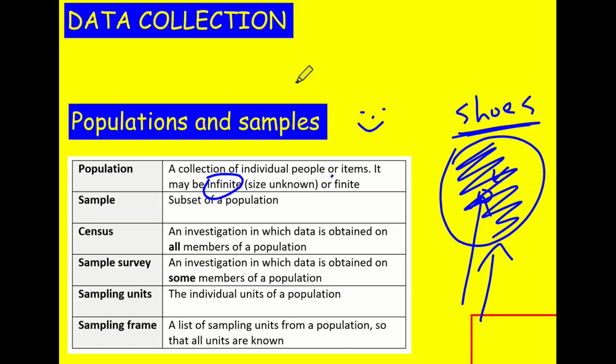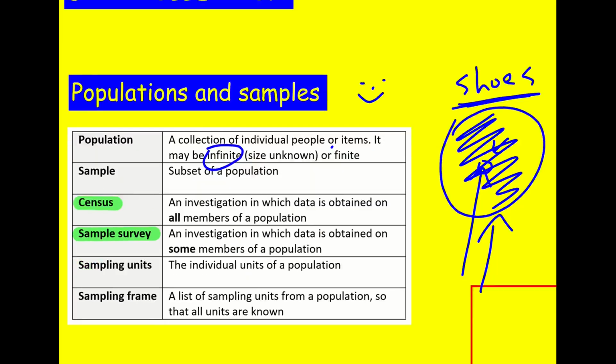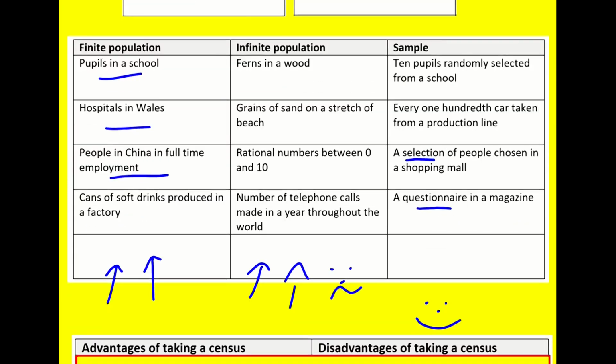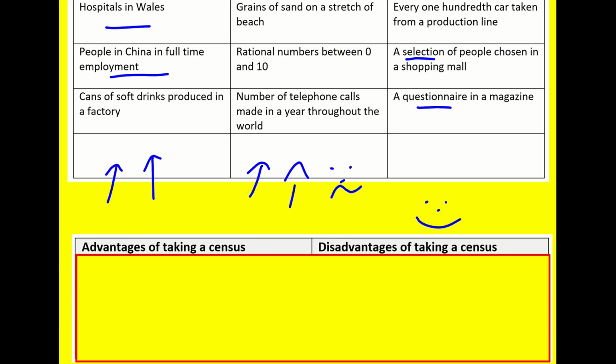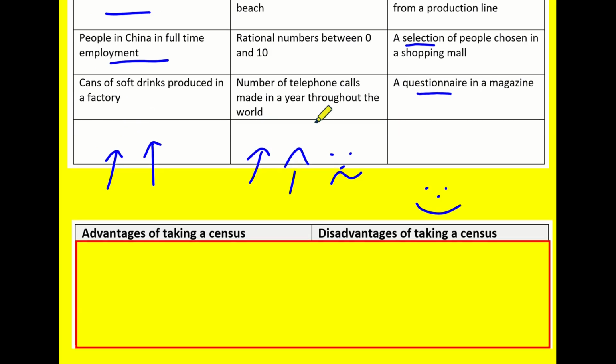Okay, we're going to return now to two keywords from before, the idea of census and sample survey. Remember, a census was when we got data on everyone in the population, and a sample survey was when we just had it on some people. So my question to you is, what are some advantages of taking a census and what are some disadvantages? Now pause the video and have a think and write some things down. Don't just play the video and wait for me to tell you. Go for it.